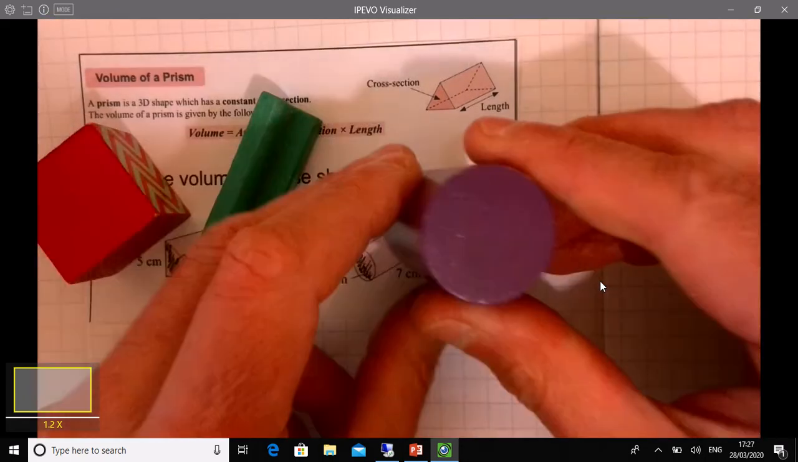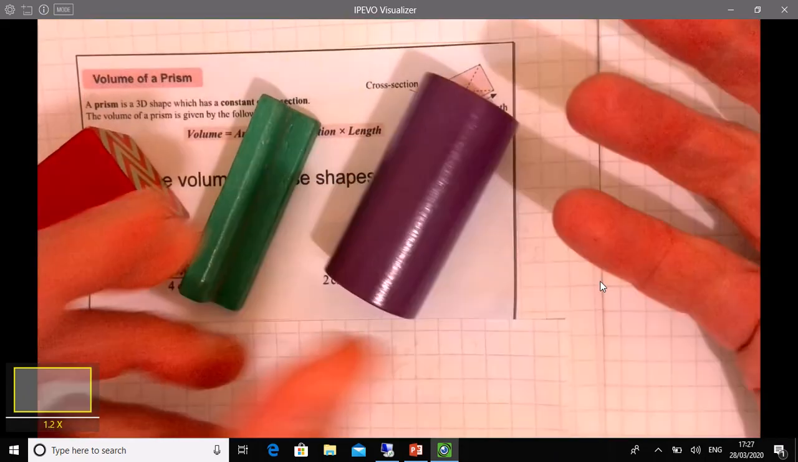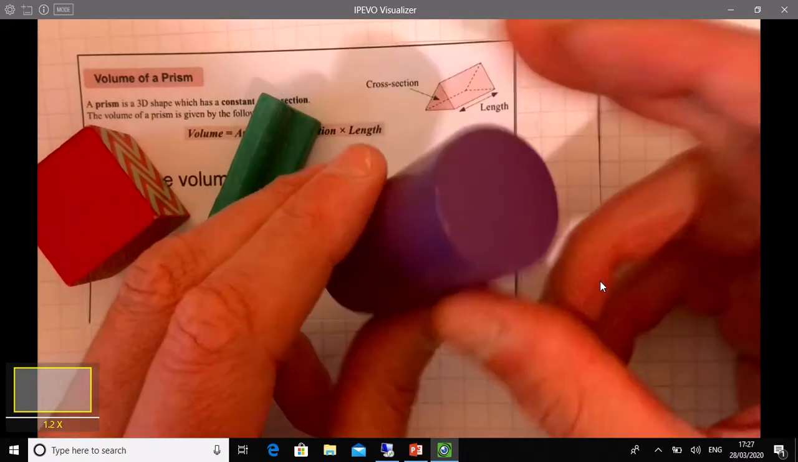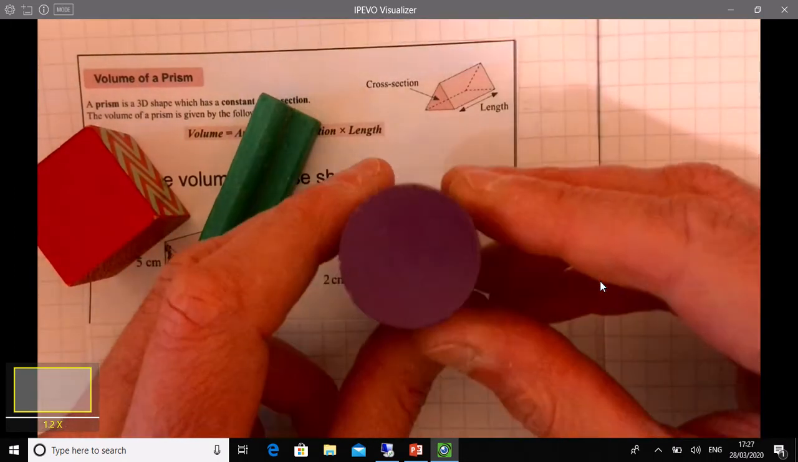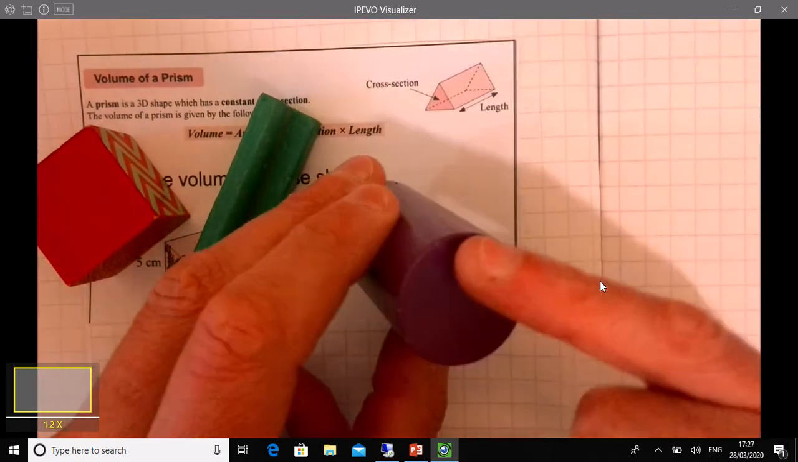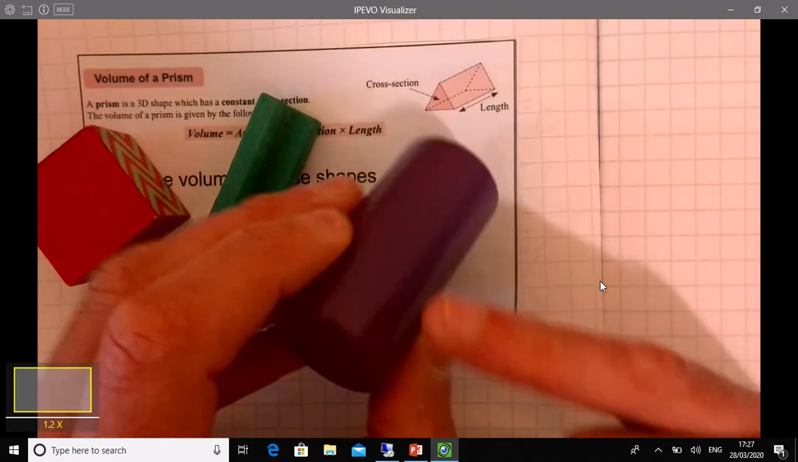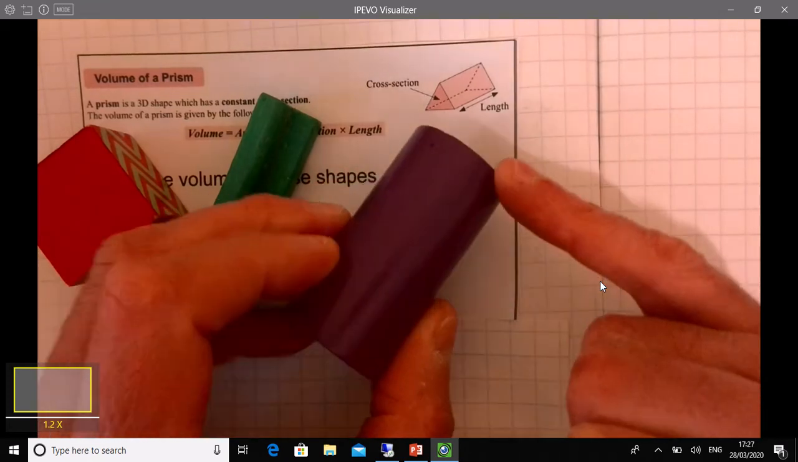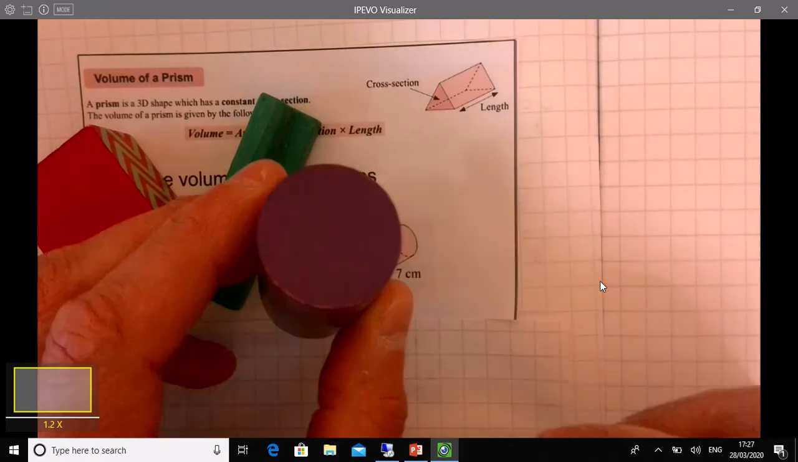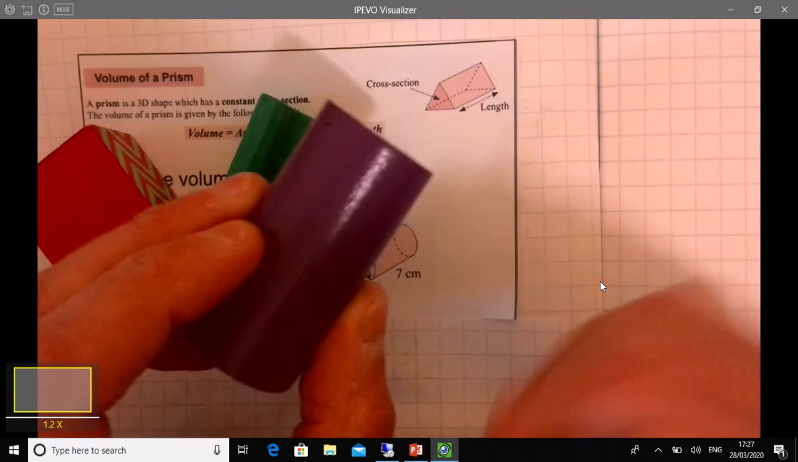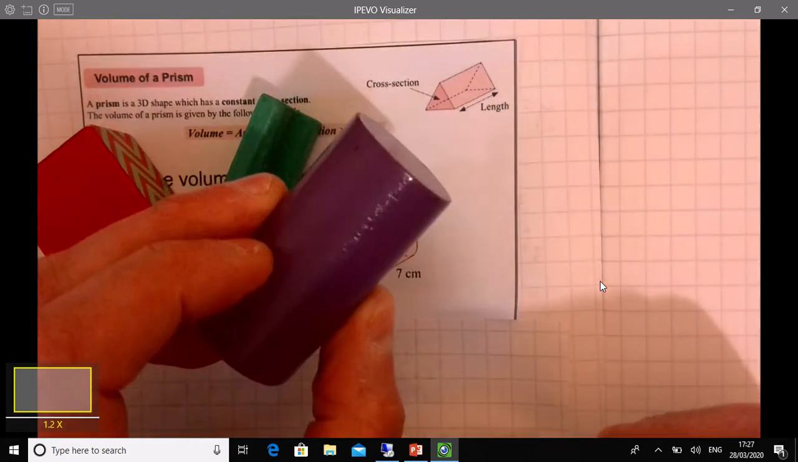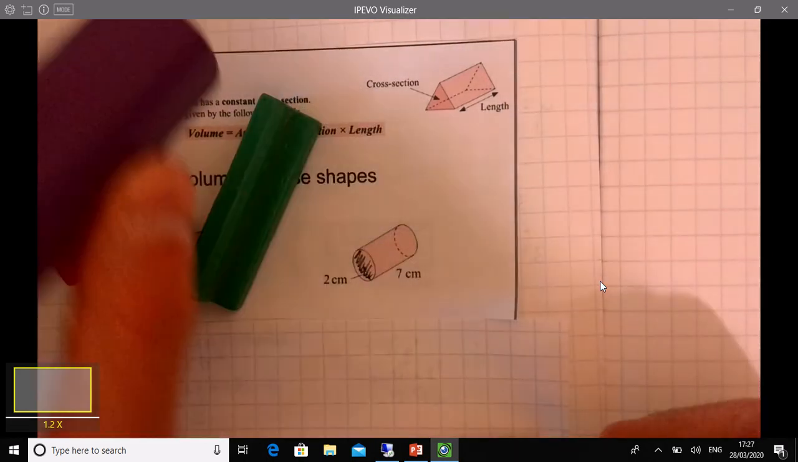Here we've got a cylinder. It's a cylinder, isn't it? But actually, it's a circular prism, because it's got a circle at the end, and that runs all the way through and comes out the other side. So if you sliced it, you would still see that circle.